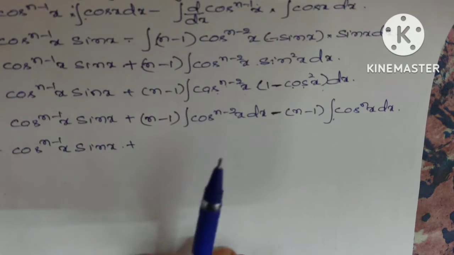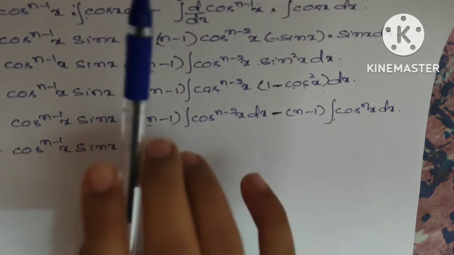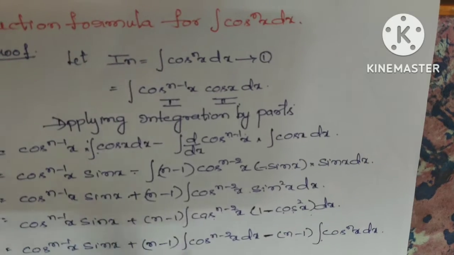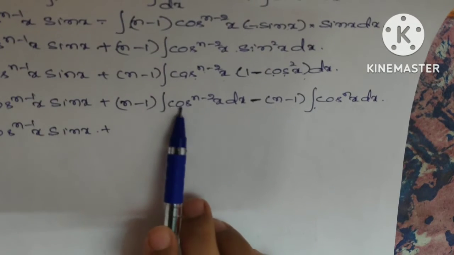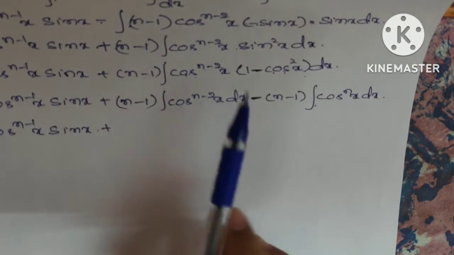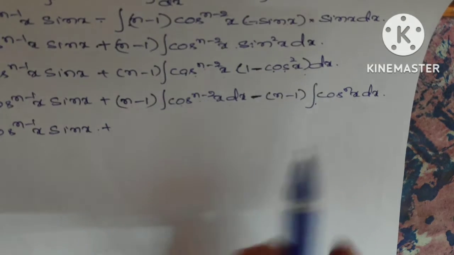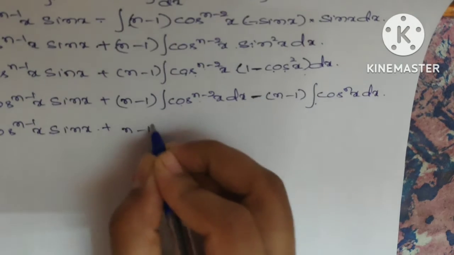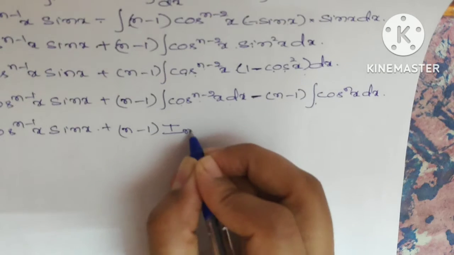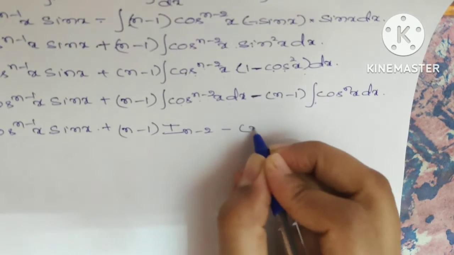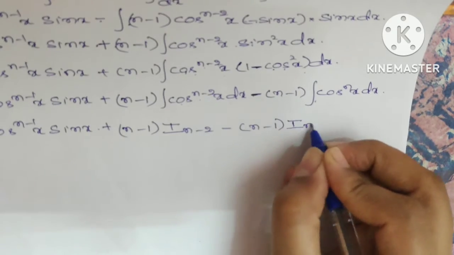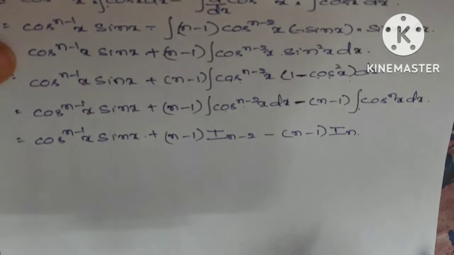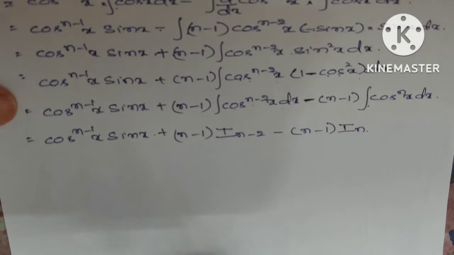plus, here In equals integration of cos power nx into dx, but here I have integration of cos power n minus 2x. So in place of n I have n minus 2. So for this I can write In minus 2, and minus n minus 1 from equation 1. This becomes In. Now I'll transfer this In to the left side.